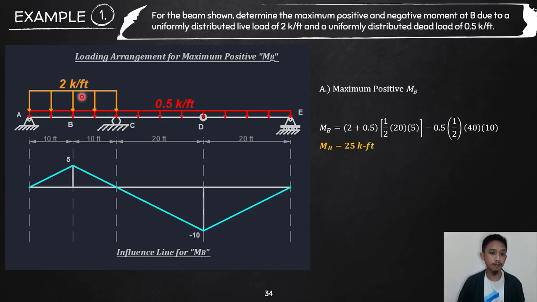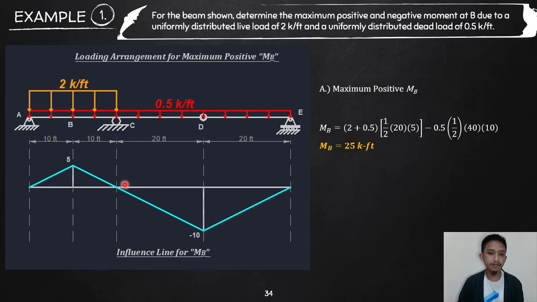That should be where the live load is situated for us to have the maximum possible positive moment at B. It is possible to project that 2 kip per feet all throughout the beam, but if we do that, we will have additional load within the negative portion. Therefore, there will be a decrease of the moment at B due to the response from this negative area. So we will only locate our load within the positive area, since we are after a maximum positive.